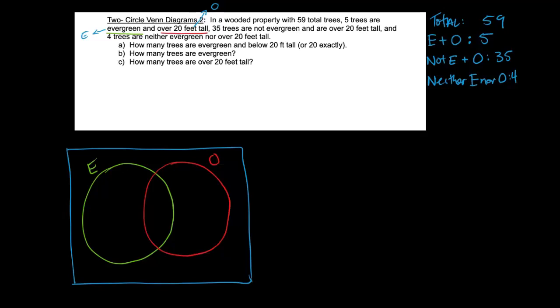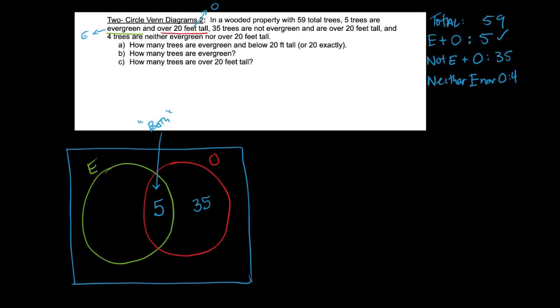Evergreen and over 20 feet tall. Well, that tells me the intersection, so the both number. Okay, so 5 trees are evergreen and over 20 feet tall. So we put that in the middle. So we got that one done. Okay, not evergreen, so that means it shouldn't be in the green circle, and over 20 feet tall. So we're talking about this section right here, there should be a 35. So again, this is not evergreen, it's outside of the green, but it is in the over 20 feet tall circle. So that's nice. I didn't even have to do any subtracting like the last problem.